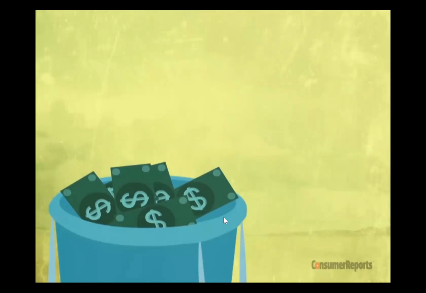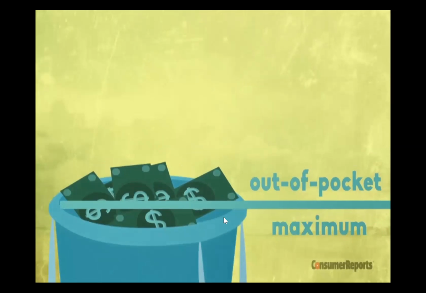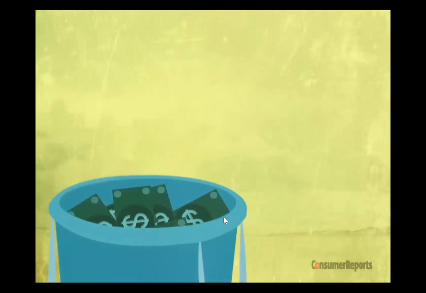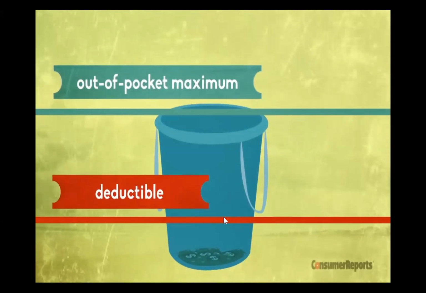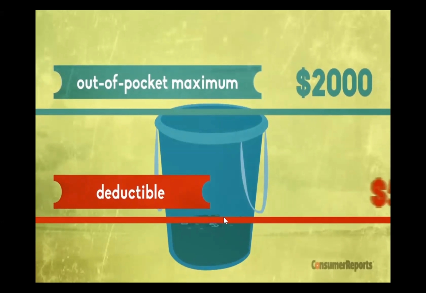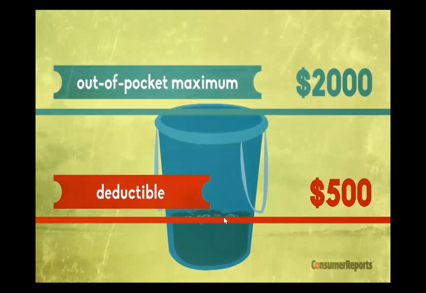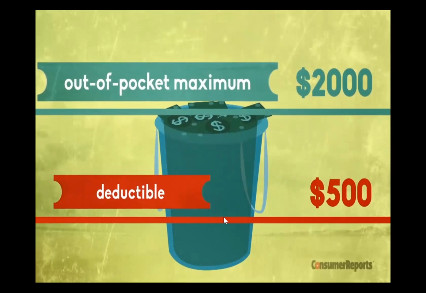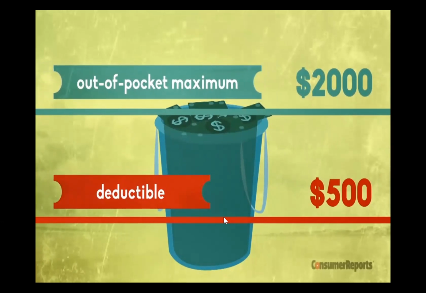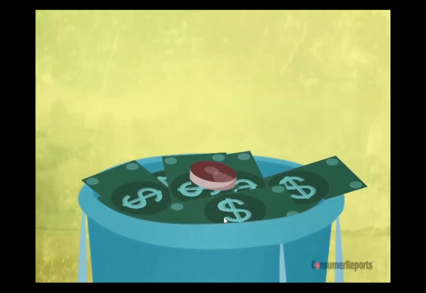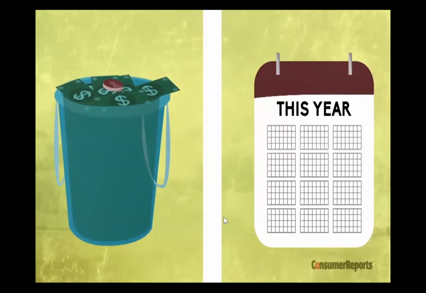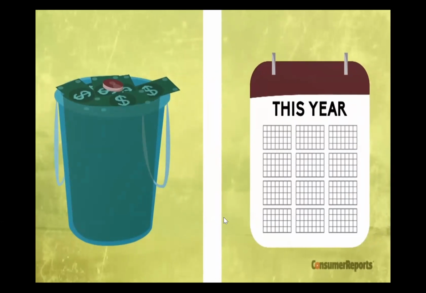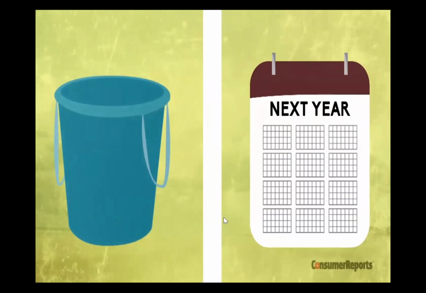So what's at the top of that bucket? It's called your out-of-pocket maximum. This is the most money you will pay for your health care over an entire year. So let's say your out-of-pocket maximum is $2,000. After you pay your $500 deductible, and if you pay an additional $1,500 for various health services, you've hit your out-of-pocket maximum. From then on, you don't pay a penny more for covered healthcare services. It's important to know that every year, this starts over. So next year, you go back to stage 1 and need to meet your deductible yet again.